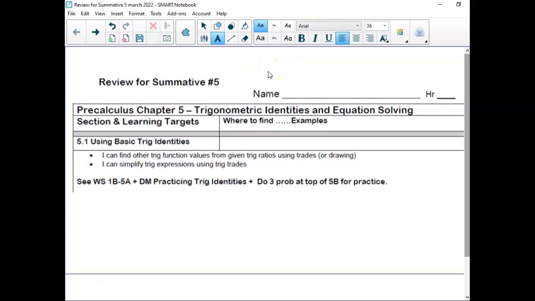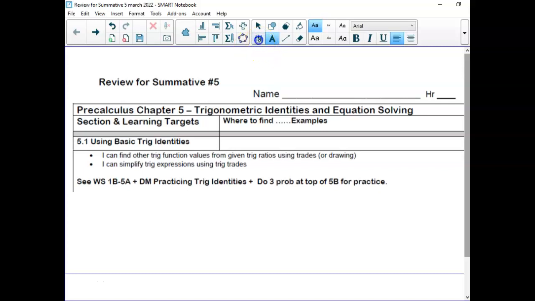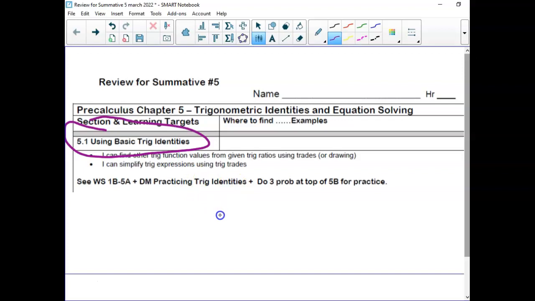So summative 5 has 5.1, which is, let me find my pen. 5.1 is just simplifying basic trig identities. And I didn't really put any on here.